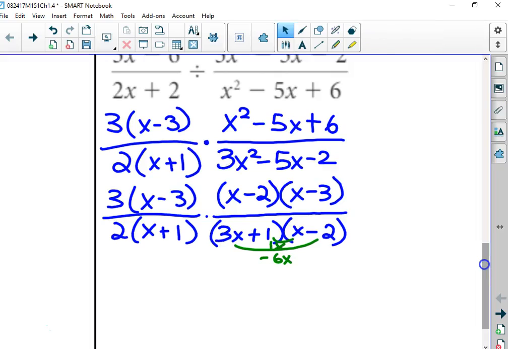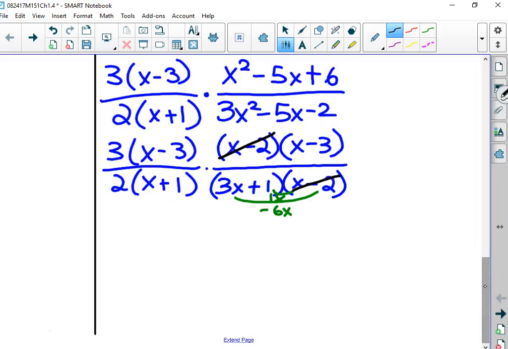All right, let's see what can cancel. Not a lot. These x minus 2's. Now the x minus 3's are both in the numerator. That won't cancel. And I think that's it. It's one of those weird ones. I like to see everything go away. That's so satisfying. But not here.